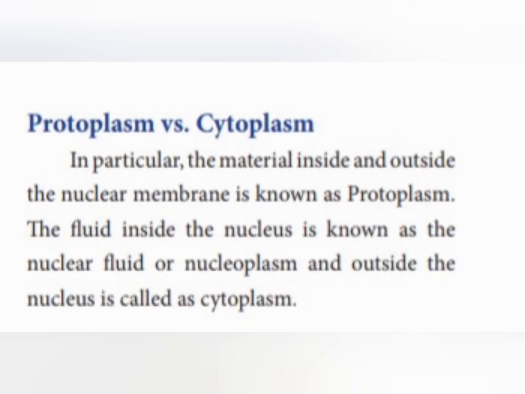So here, protoplasm includes both cytoplasm and nucleoplasm in the cell. Protoplasm means the material inside and outside the nuclear membrane. The fluid portion present in the nucleus is called nucleoplasm. The fluid portion outside of the nucleus is called cytoplasm.